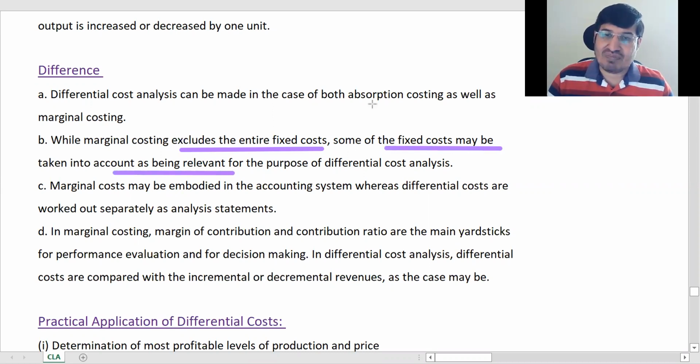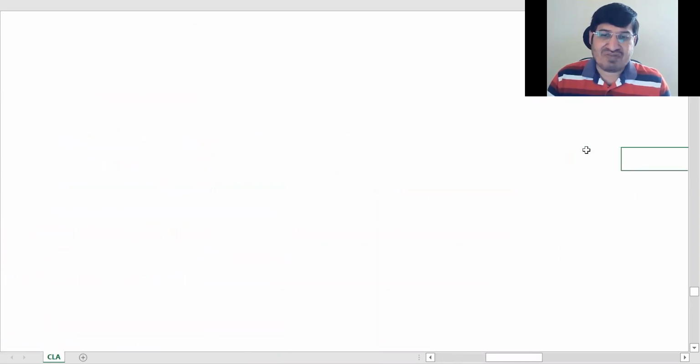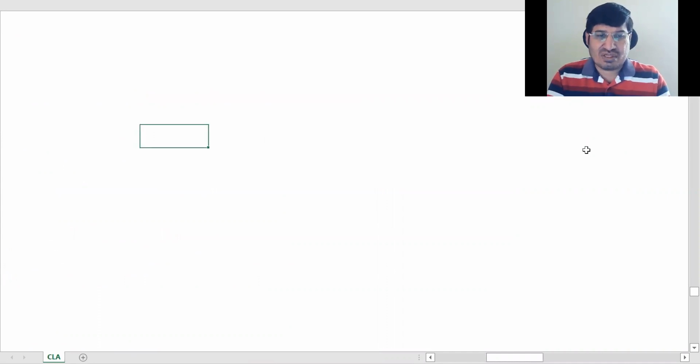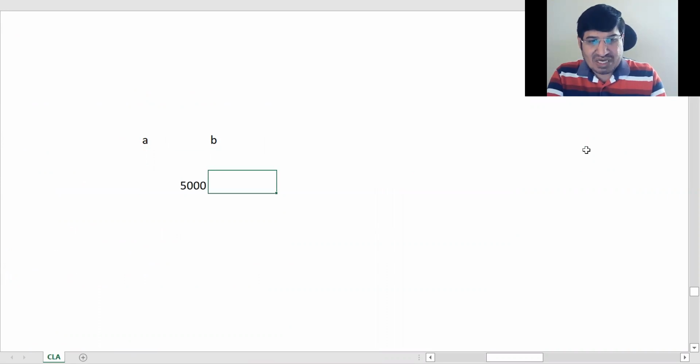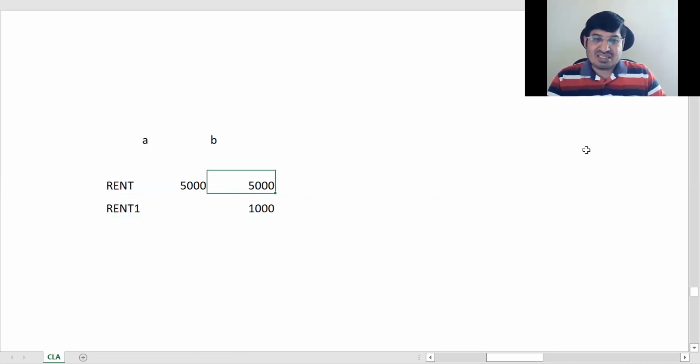So when you're comparing two alternatives, for example, A and B are my two alternatives. Here I need a factory rent of 5,000. Here also I need rent of 5,000. But for this alternative, I need an additional space of 1,000. This is rent 1. In this case, this 1,000 has become a relevant cost, correct? Because this 1,000 is incurred more for alternative B.